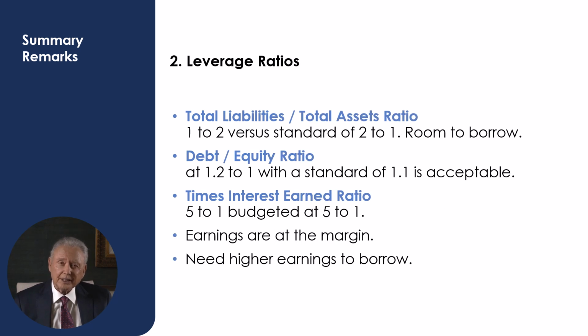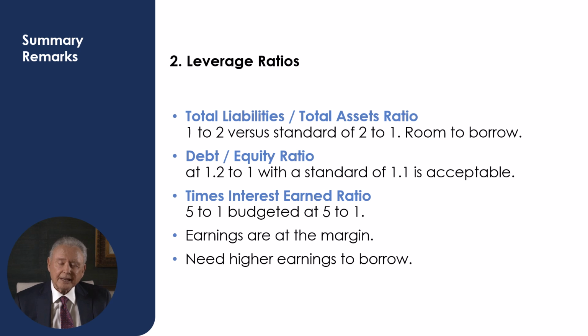Now we move on to the leverage ratios. Total liabilities divided by total assets is 1 to 2, with a standard of 2 to 1. This implies there is room for more debt if needed. Debt divided by equity is 1.18 to 1. With a standard of 1 to 1, the ratio is good.